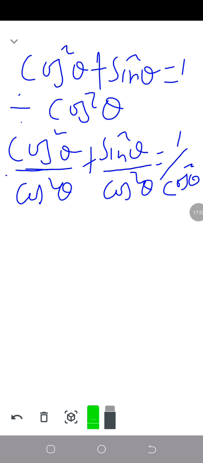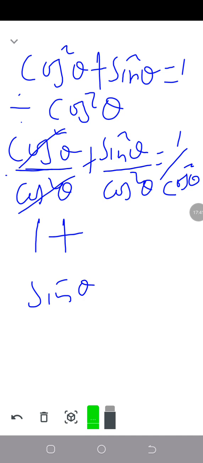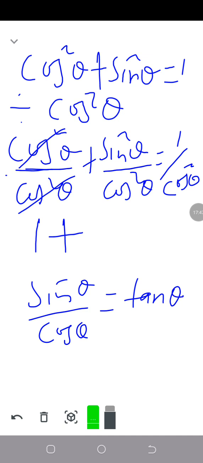Now, remember we said cos squared over cos squared, mathematically it gives us 1. Our operation is plus. Sine squared over cos squared, we said that sine theta over cos theta gives us tan theta. But now, since here the sine is squared and the cos is squared, it implies that even this tan is going to be squared.